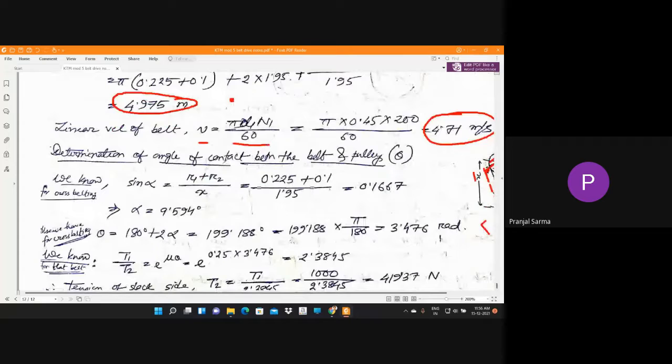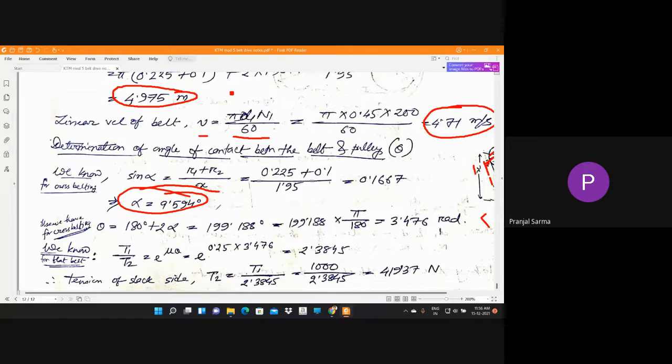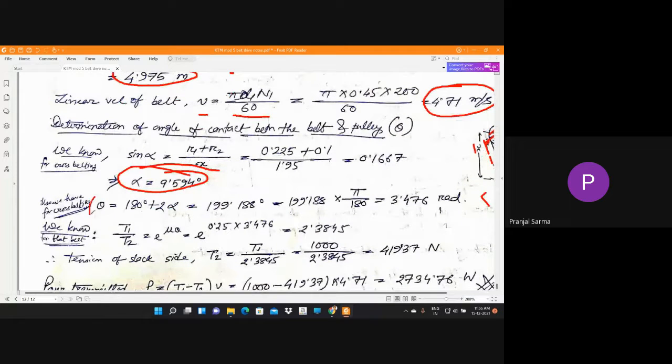For cross belting, using the trigonometric relationship, we can write sine alpha equals r1 plus r2 divided by x. And from there, by solving, alpha equals 9.59 degree. Also for cross belting, we know the angle of wrap is given by 180 degree plus 2 alpha. So this comes to be around 200 degree, which in terms of radian is 3.476 radian.